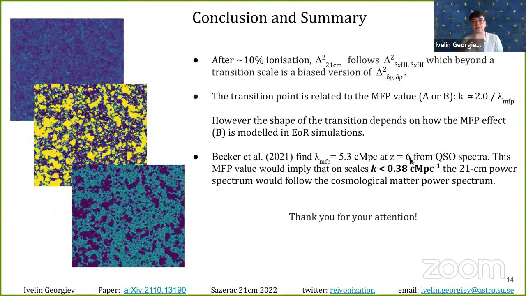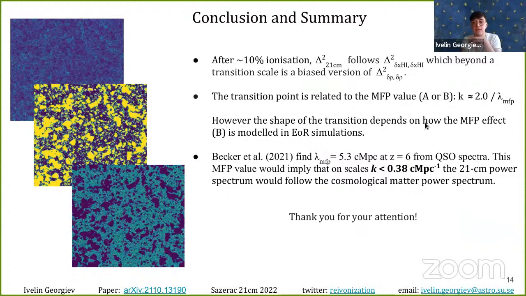I was probably much faster, but I would also like to conclude this and give you the main points that you should take from this talk. After 10% of the global ionization, the 21 centimeter power spectrum follows the neutral hydrogen power spectrum, which beyond the transition scale is a biased version of the density power spectrum. And this transition point of the mean free path value, depending on the cases, seems to be determined by this approximate empirical formula. However, the shape of the transition can vary depending on the mean free path effect.